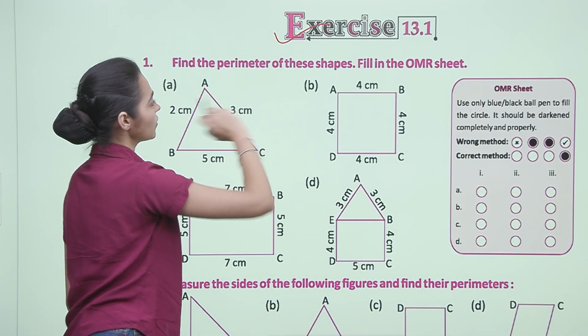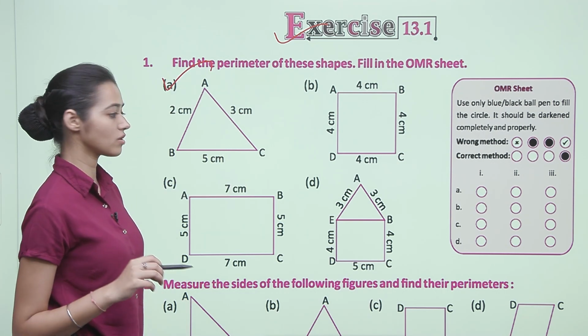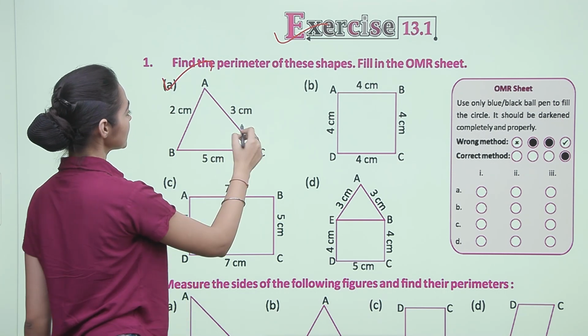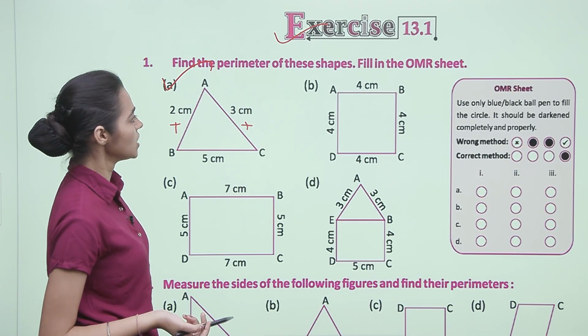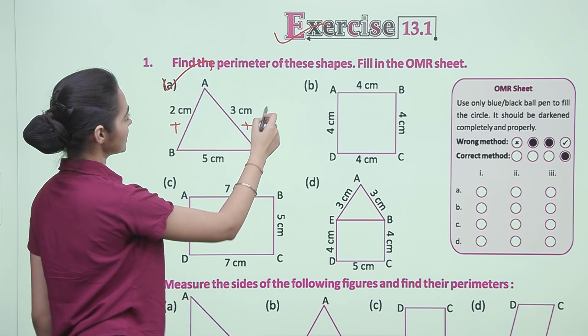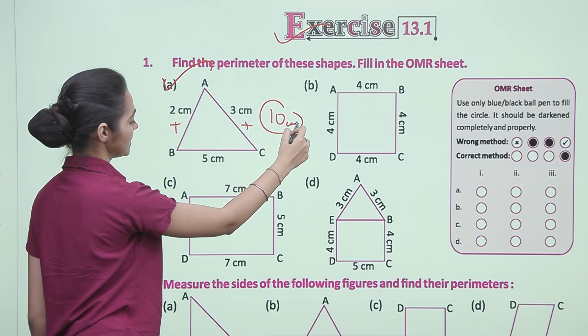Let's start with exercise 13.1. In the first one we have to find the perimeter of these shapes. First one is 5 plus 3, 8, plus 2, that is 10. So here the correct answer is 10 centimeter.